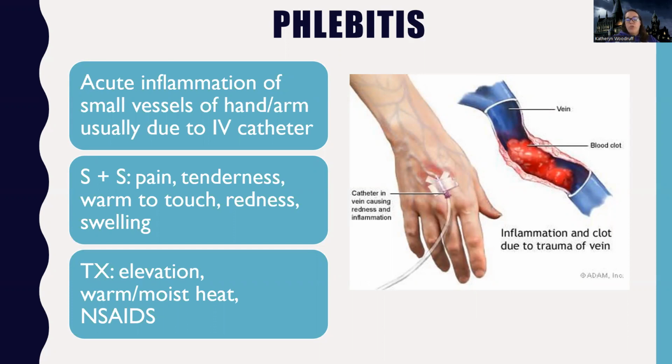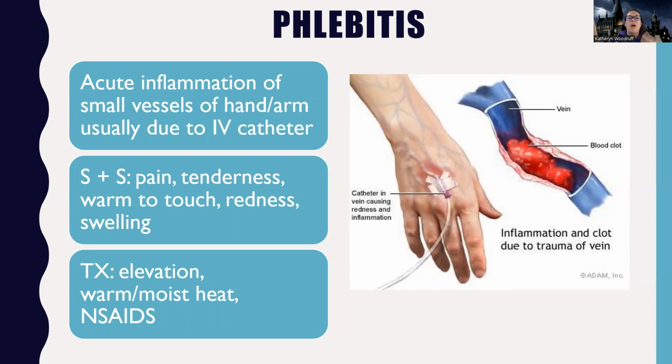And really all we do for this is we usually remove whatever's irritating it. So if there's an IV there, we remove it, and then we elevate it, apply warm or moist heat, and give anti-inflammatories. A lot of people are like, wait, why? It's already hot. Why would you apply warm or moist heat? But that's what helps to reduce inflammation.